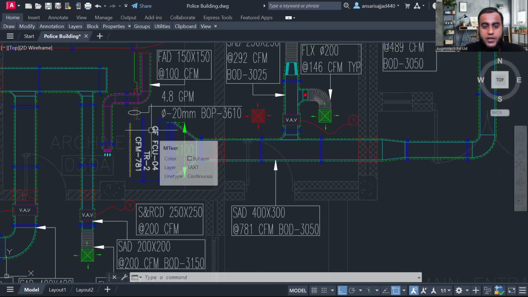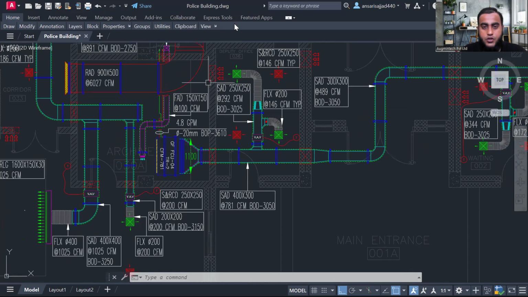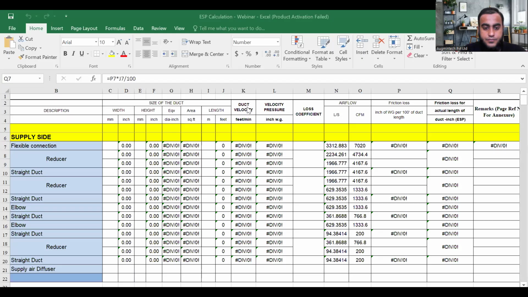Now, if you want to calculate the friction loss value in this flexible connection, what do we have to do? Tell me, please. Simple, just open the Excel sheet and let's see. All of you, please try to understand. No need, here we do not need any isometric. Directly from the floor plan view, you will easily get it. See, here in the supply, because we are calculating the external static pressure for the supply side, just write down supply side in the description, and I have written flexible connection.